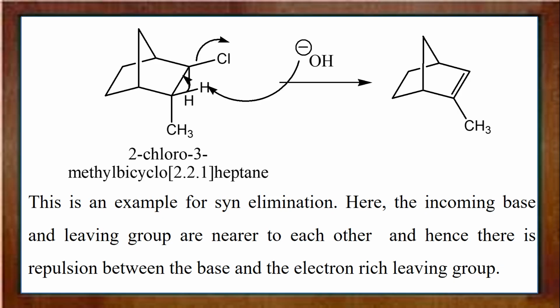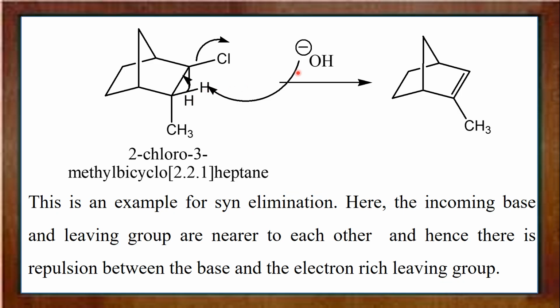This reaction is an example of syn elimination. This is the chlorine connected to the alpha carbon, and this is the beta hydrogen, and these two are in the same plane and in the same direction. The dihedral angle between these two is 0 degrees. Therefore, the C-Cl bond and C-H bond are coplanar, and they are syn-coplanar.